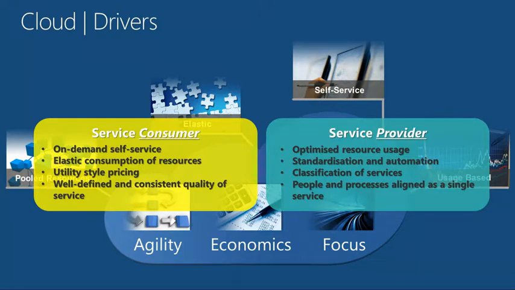Then there's a service provider's view, which is: I want optimized resource usage. I want all of my tin running as hot as I can bear it. I don't want unused cycles. I want to squeeze the most out of what I've paid for. Standardization and automation, and that goes to the last point from the service consumer's point of view, that's how you provide that consistent service. Classification of service, that's potentially gold, silver and bronze. You may have different SLAs attached to different levels of service. You may have different cost rates for different levels of service.